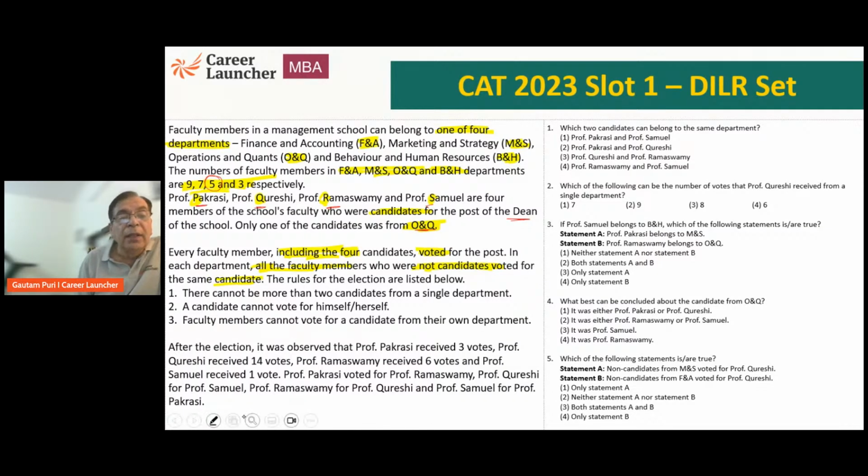What does that mean? Let's take an example. Out of these 5 people from OQ, one of them is a candidate. The remaining 4 have voted for the same candidate. Who has the candidate voted for? We don't know. But out of the 5 faculty members from OQ, one of them is a candidate. Where he or she votes, we don't know, but the remaining 4 voted for the same candidate.